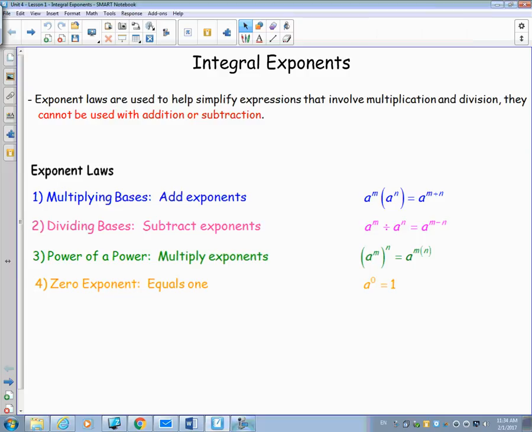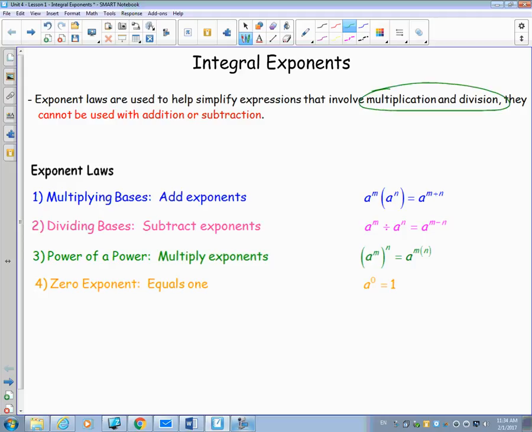This lesson is going to examine exponent rules, in particular ones that involve exponents that are integers, whole numbers, positives and negatives. Some of these we looked at back in grade 9. It's been a while since we did those, so we're going to review them and add one or two little new rules in. The whole idea of exponent laws is we want to simplify expressions that involve multiplication and division.